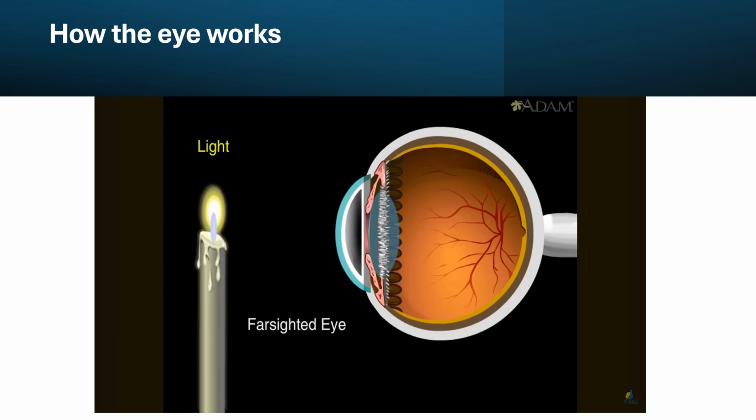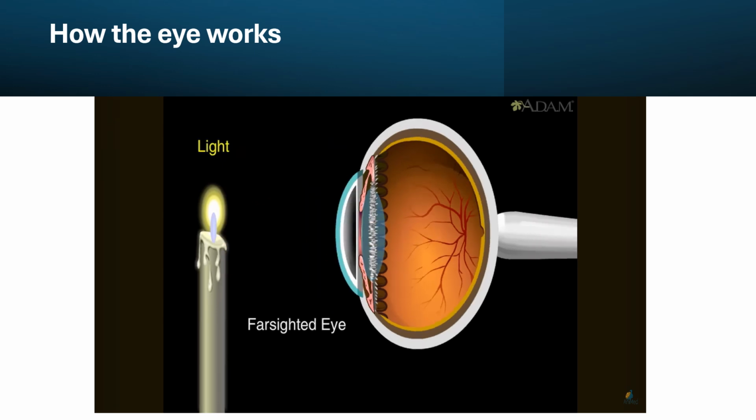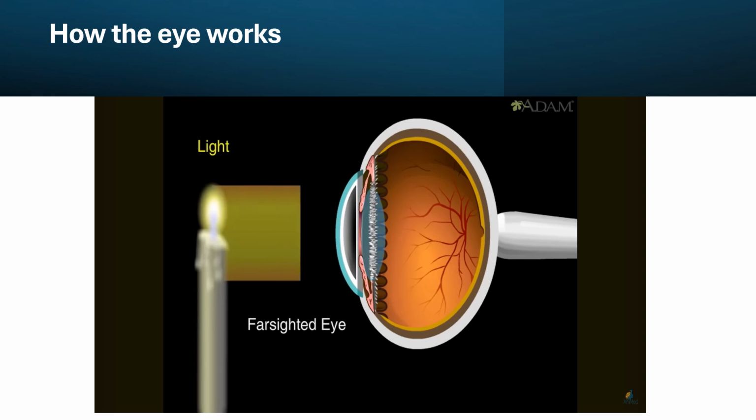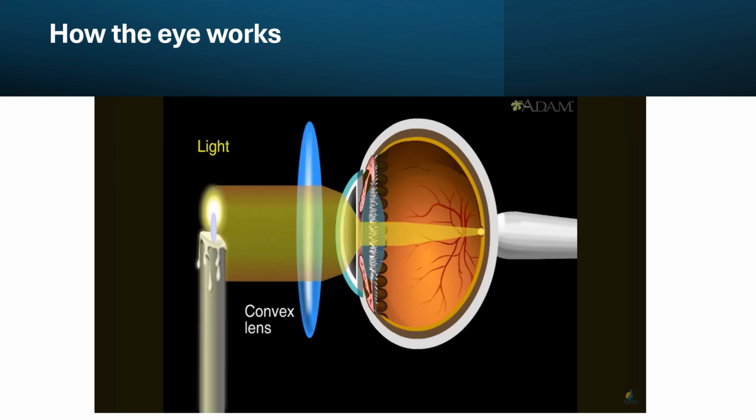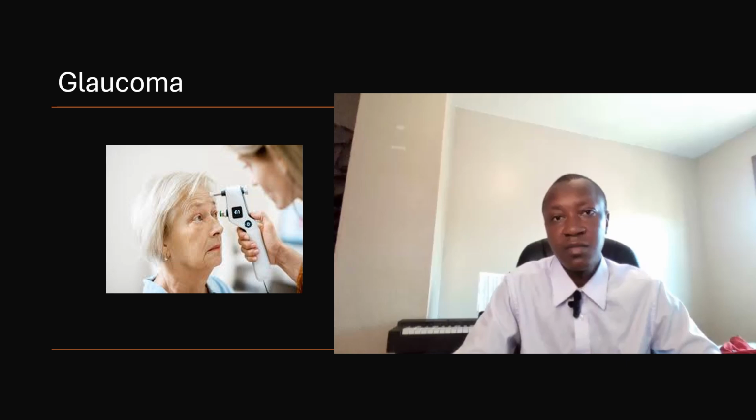Farsightedness is just the opposite. The eye's length is too short. When that happens, the focal point is behind the retina, so it's difficult to see things that are up close. Glasses with convex lenses narrow the plane of light. Narrowing the light passing through the cornea moves the focal point back onto the retina.